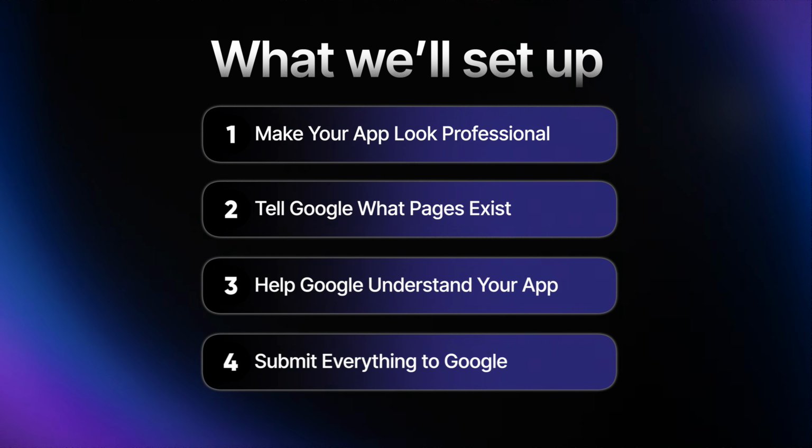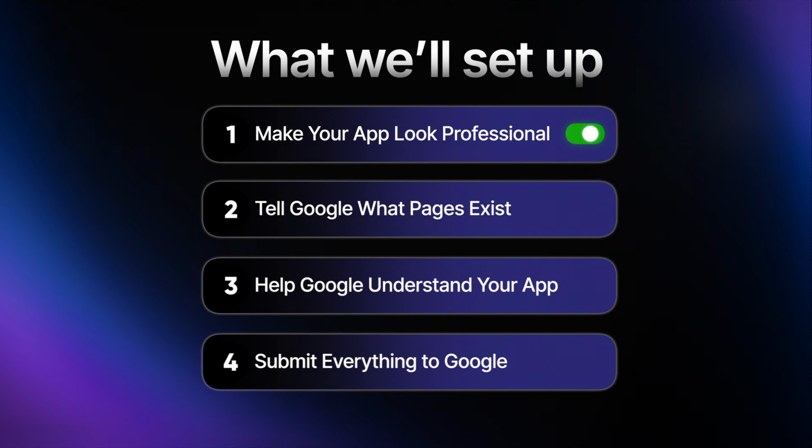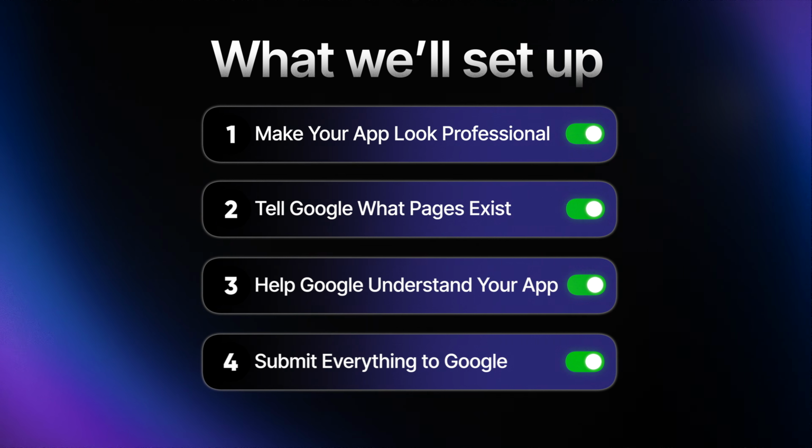Here's the full SEO foundation we're going to build. Step 1. Make your app look professional on Google. Step 2. Tell Google what pages exist. Step 3. Help Google understand your app. Step 4. Submit everything to Google. And to make this extremely clear, I'll apply every step on a real example and show you the before and after.